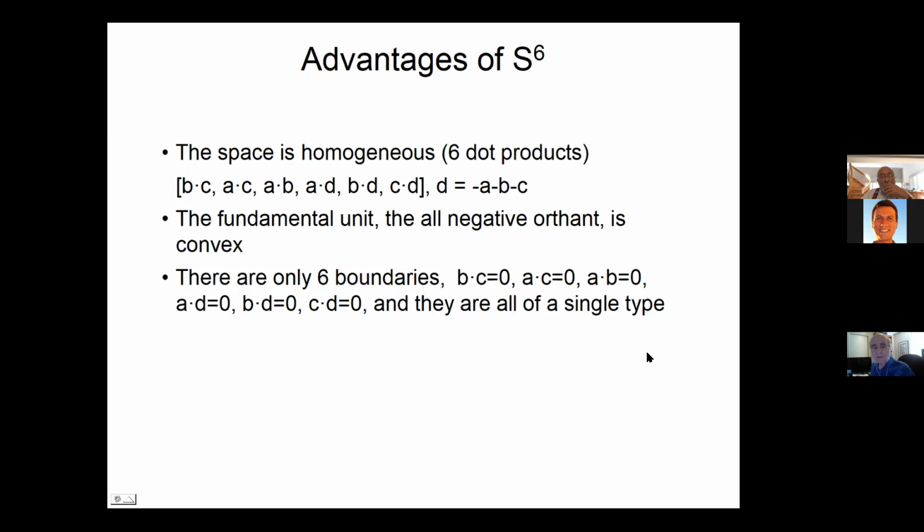It has some advantages. The space is homogeneous. There are 6 dot products that are all very similar to one another. The fundamental unit in this space is the all negative orthant. It's convex. It doesn't have the problems of the Niggli reduced cell. And there's only 6 boundaries, where each of these 6 can be 0, and there's only a single type. They all have the same kind of properties. It also turns out that it's much faster to calculate the Delaunay reduction than the Niggli reduction.